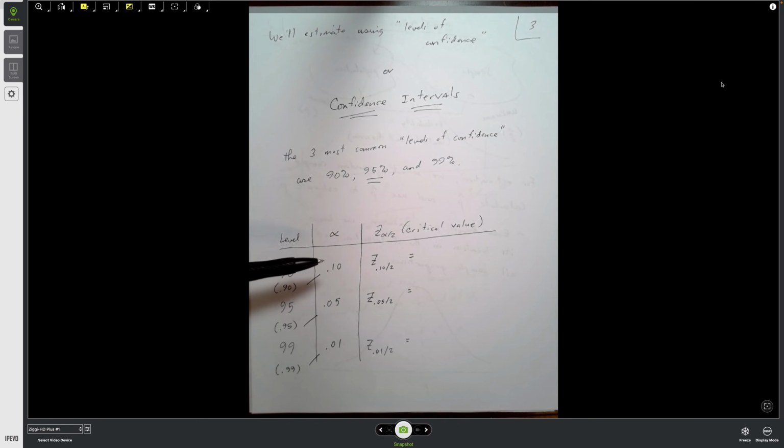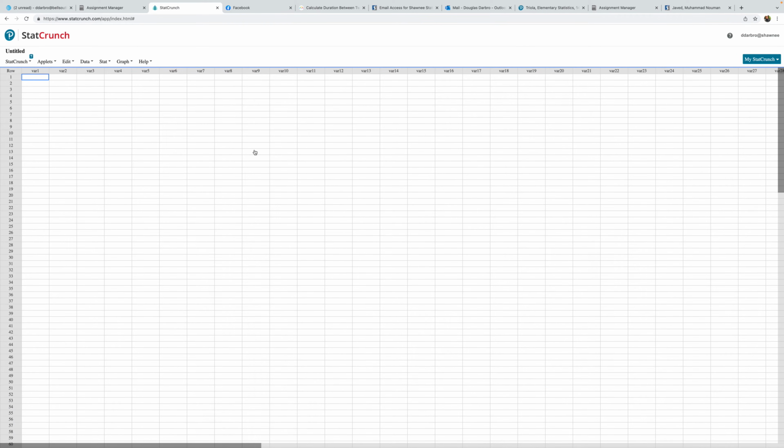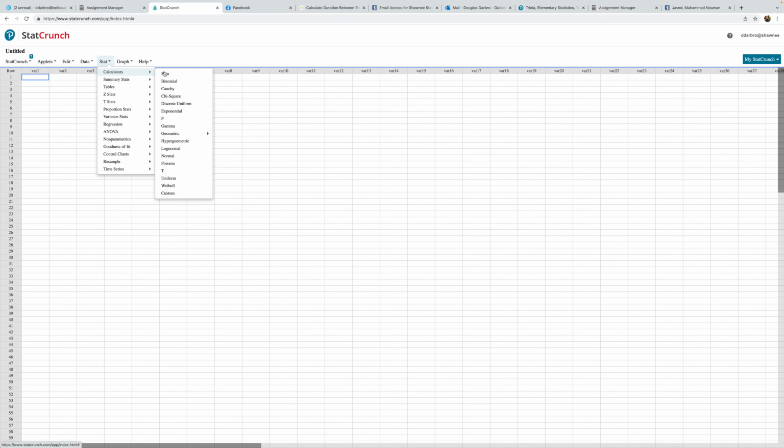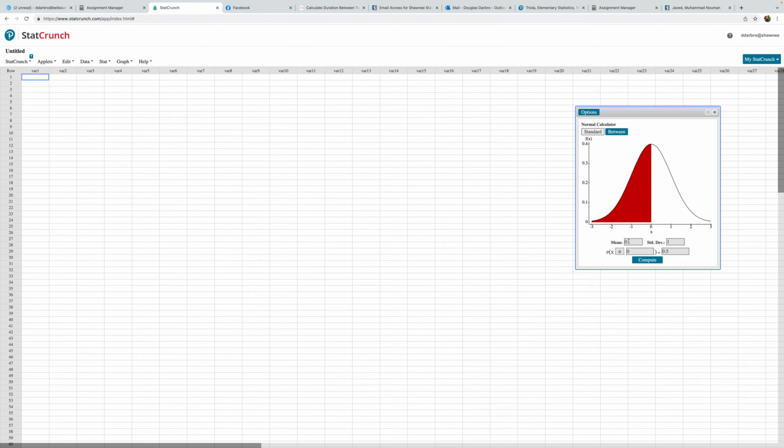Now, in calculating these confidence intervals, we need to be able to calculate the z critical. And what we calculate is z of alpha divided by 2. I'll explain why 2 in just a second. So let me get out of this and scoot over to StatCrunch. If I'm going to go to the calculator, go to normal, my mean is 0, my standard deviation is 1 because I have z-scores.